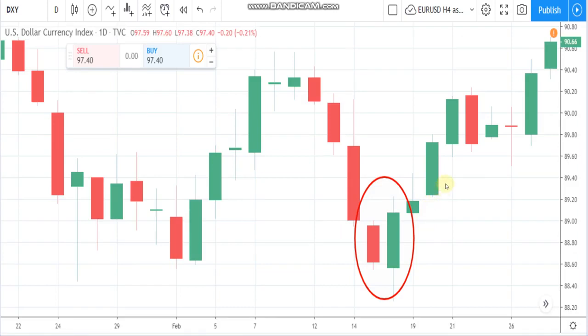So this is how a bullish engulfing pattern looks like. So hopefully you all have understood.